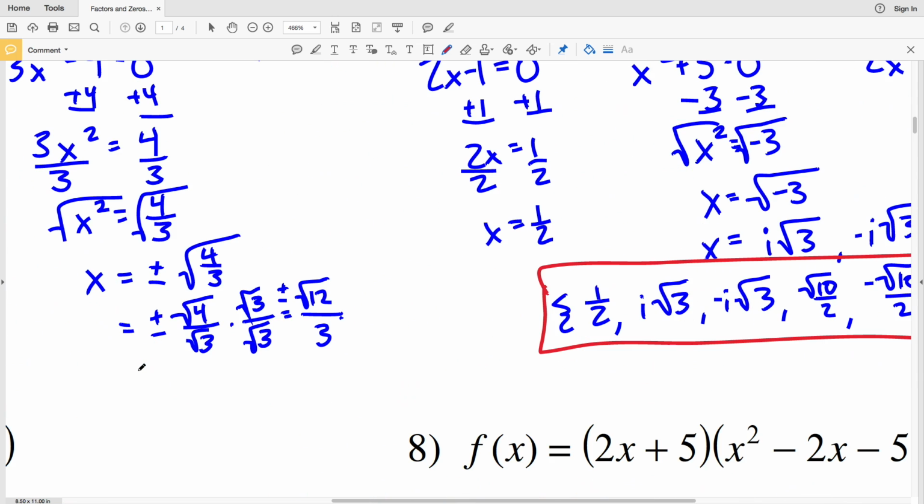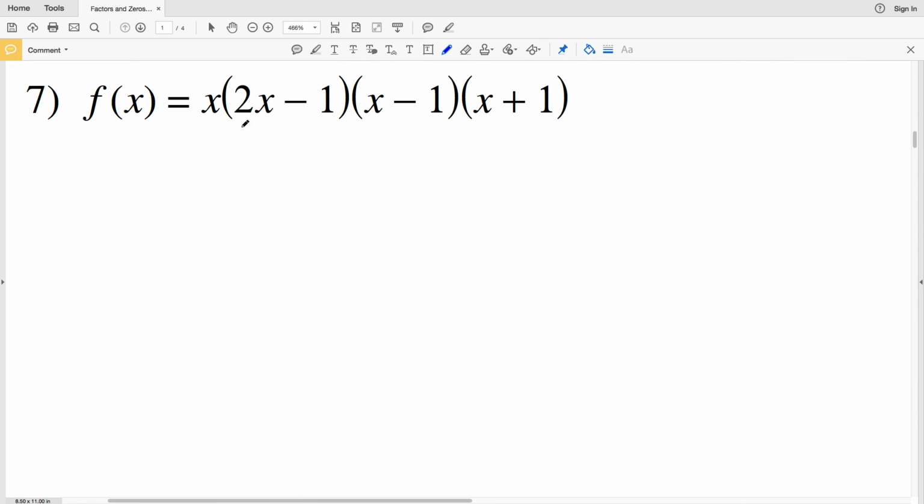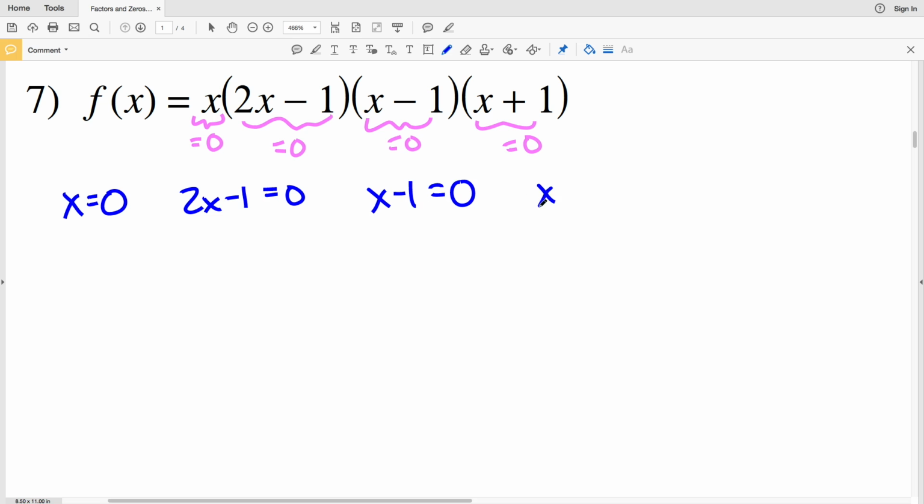Now let's move on to number 7. In number 7, I'll have that x is equal to 0, 2x minus 1 equals 0, x minus 1 equals 0, or x plus 1 equals 0. So writing each of those equations out, first of all, I have x equal to 0.